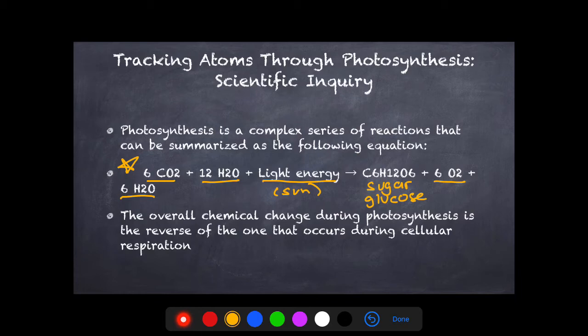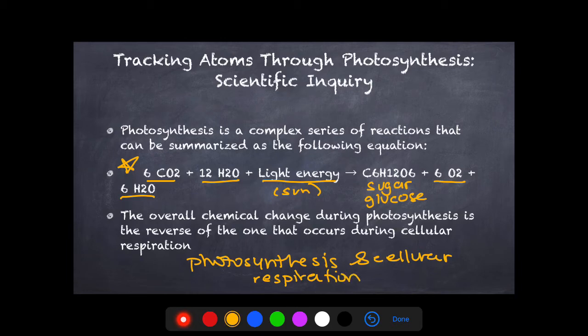So if you look at this equation, when we talked about cellular respiration in the previous chapter, we talked about anaerobic and aerobic. When we talk about plants doing photosynthesis, you have to also realize that plants also carry out cellular respiration. So photosynthesis and cellular respiration both occur in plants. So make sure you know that as well.